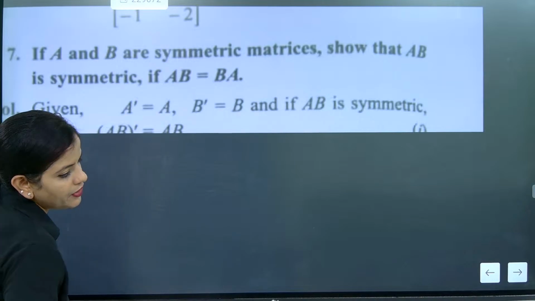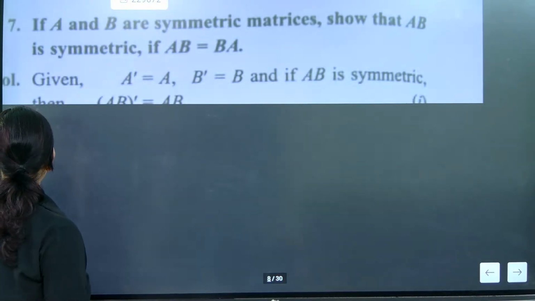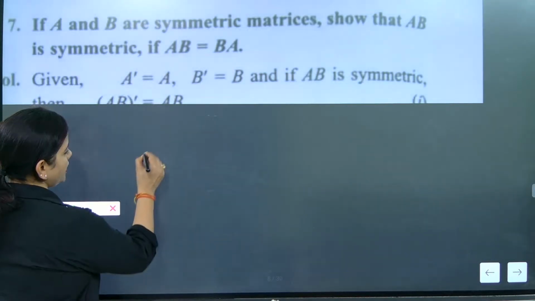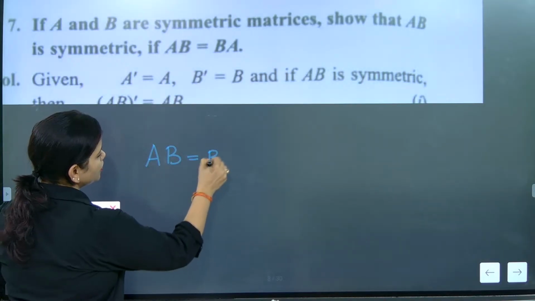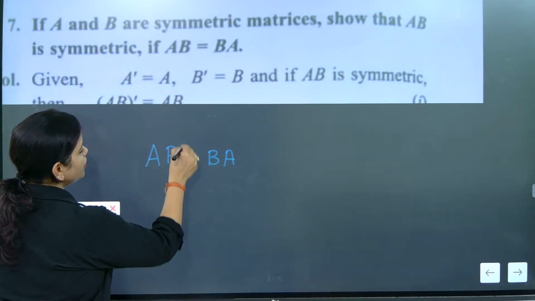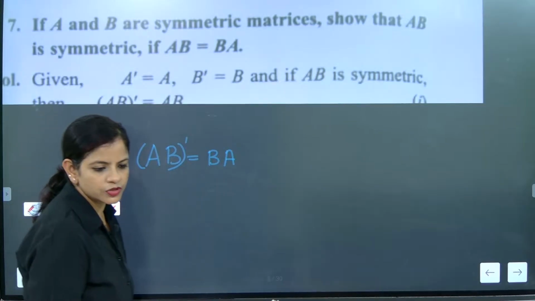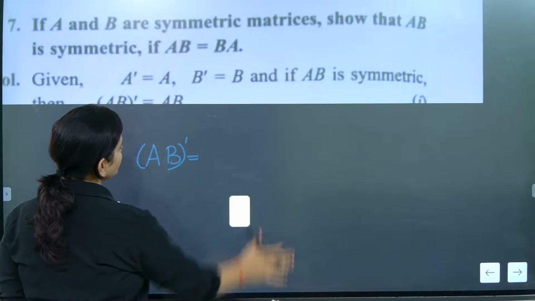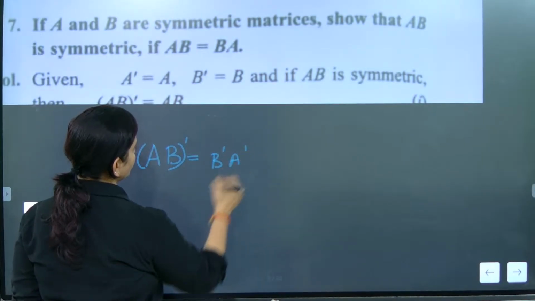See, it's a very simple one. I'm going to do it. First, what we need to do is, they have already given AB is equal to BA. Let's check this one out. So first, what is given to us is AB is equal to BA. Now, the moment you put transpose on AB, it will become B transpose A transpose.